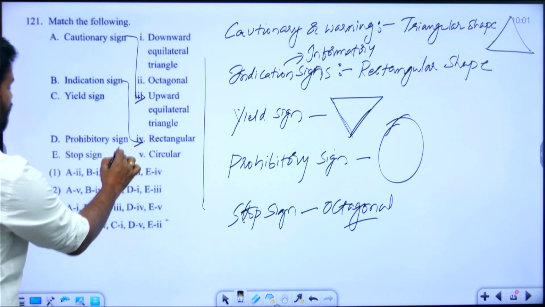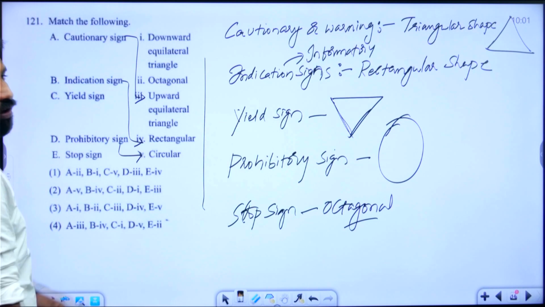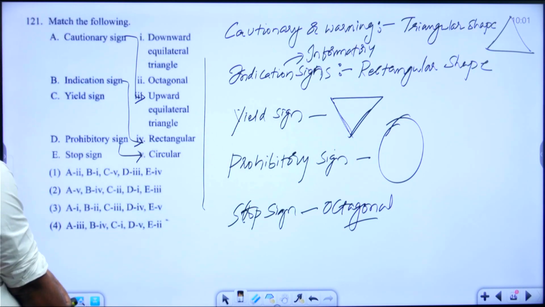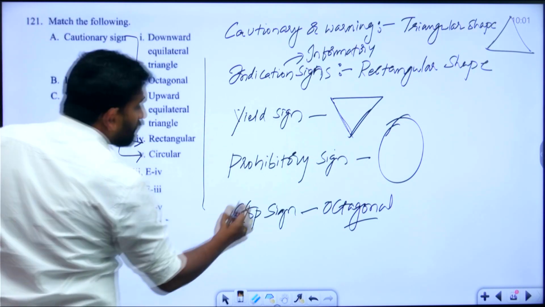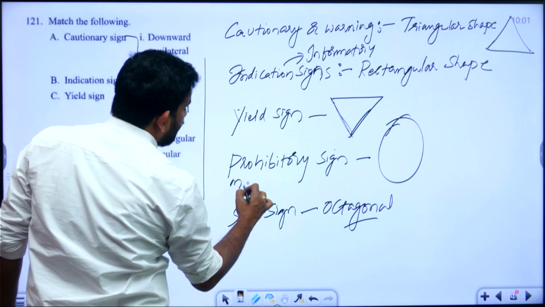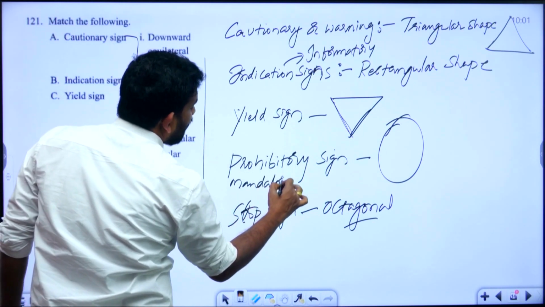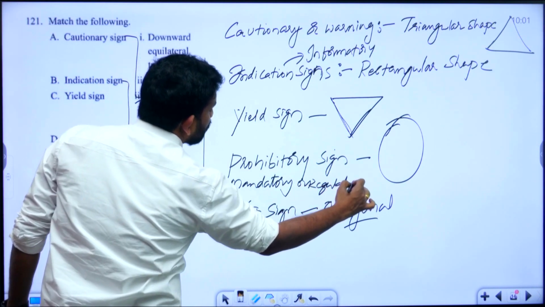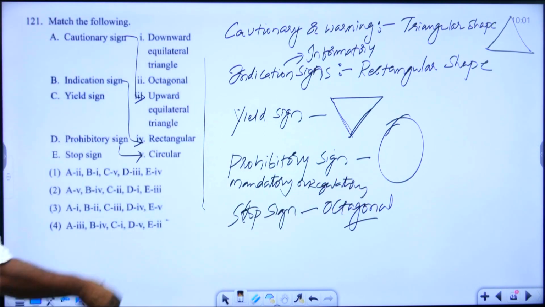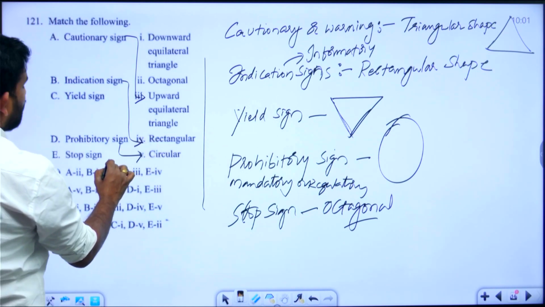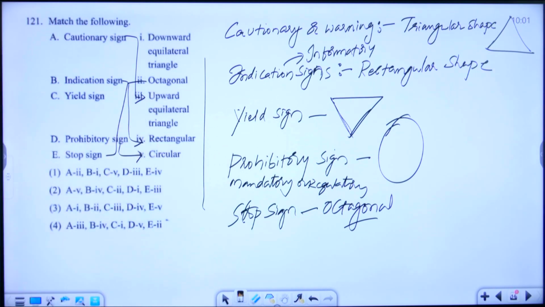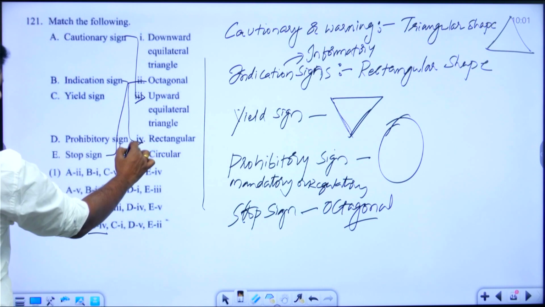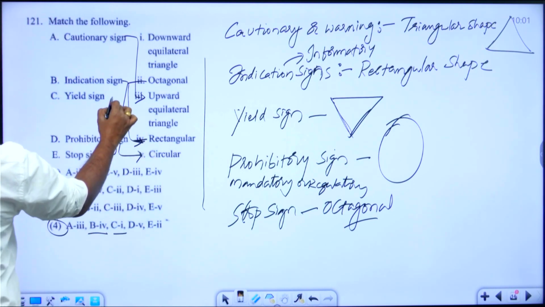Prohibitory signs have a circular shape. Prohibitory can also be read as mandatory or regulatory signs. All these are the same, so that is a circular shape. Stop sign is an octagonal shape. So you can simply match this. A comes out to be 3, only one option. B comes out to be 4, C comes out to be 1.